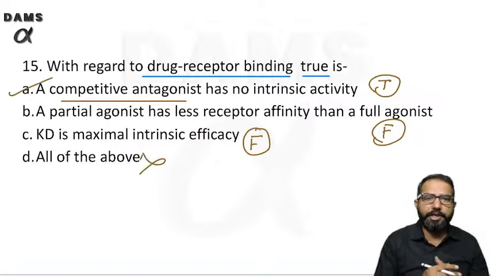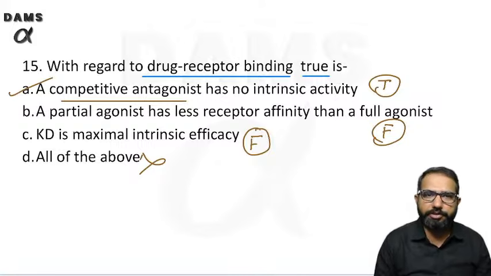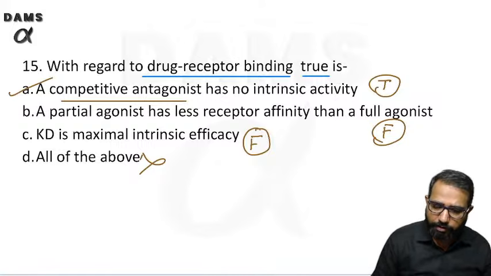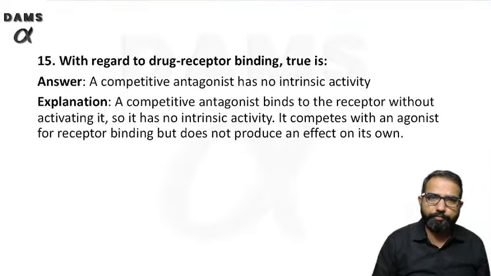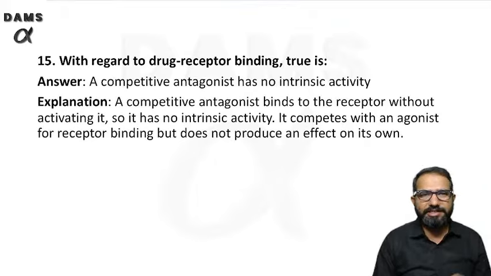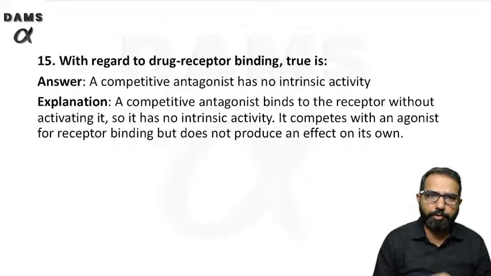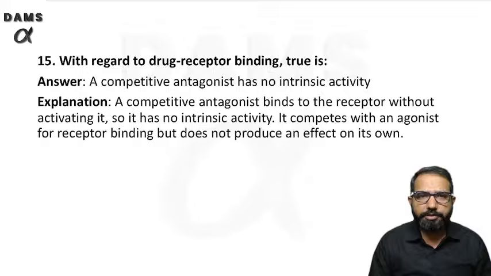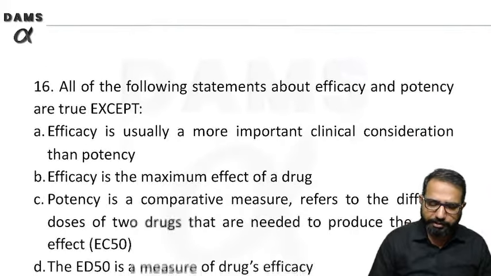It is option A which is true. A competitive antagonist has no intrinsic activity. That is true. It is a blocker, because no intrinsic activity means zero. Zero intrinsic activity, they are called blockers. So they simply bind to this receptor without any intrinsic activity.